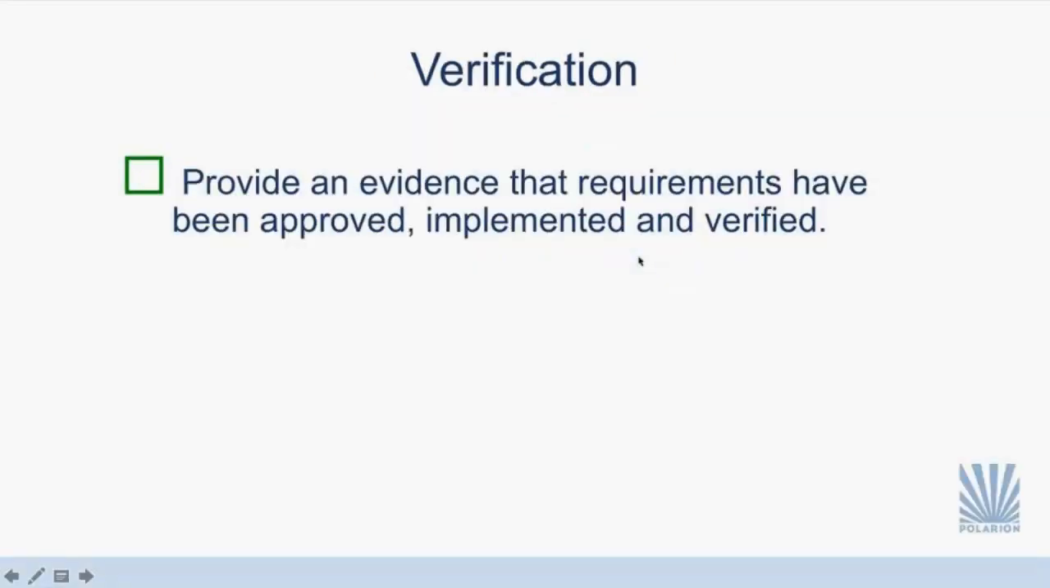So that's the accountability. The second part of traceability is verification. You need to provide evidence that the requirements have been approved, implemented, and verified. It's not enough just to show a link that there is a requirement linked with a test case. You really need to ensure that this test case was also executed and it passes. And you really need to deliver this traceability information at the end to the auditors.